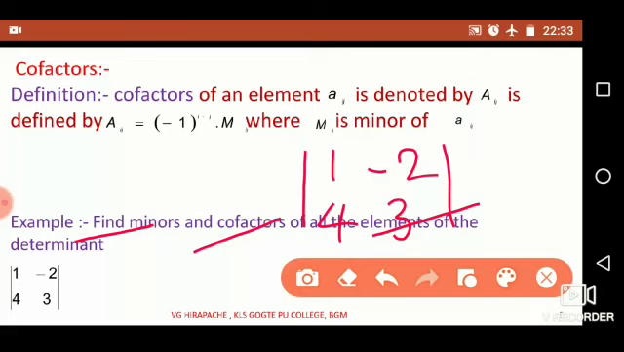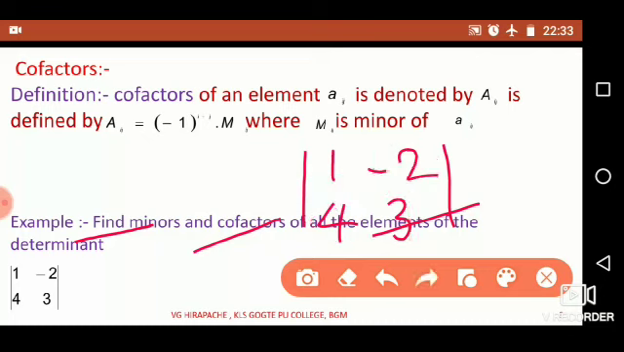As per the definition of a minor, the minor of element 1 is found by deleting the row and column consisting of 1. We are left with 3. Therefore, the minor of 1 is 3. Likewise, the minor of minus 2 is found by deleting the row and column consisting of minus 2. We are left with 4. Therefore, the minor of minus 2 is 4.